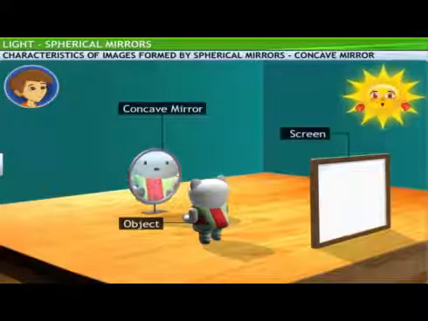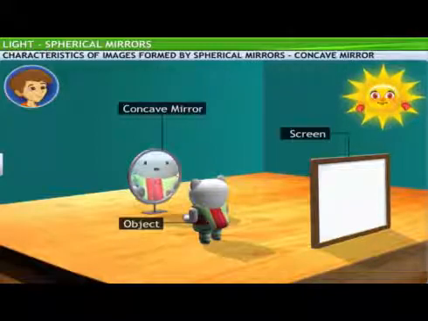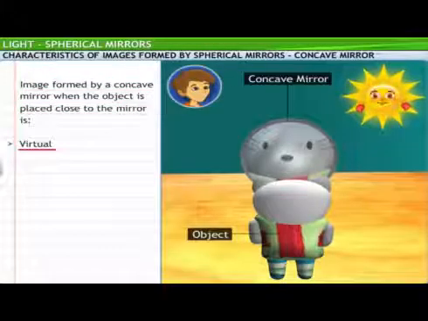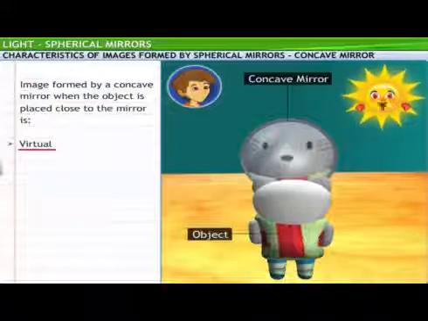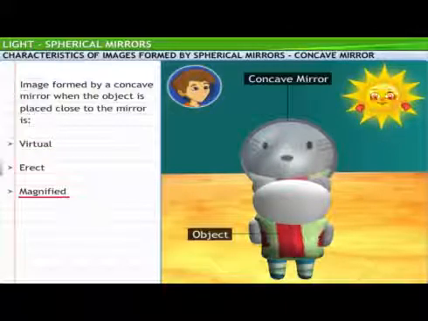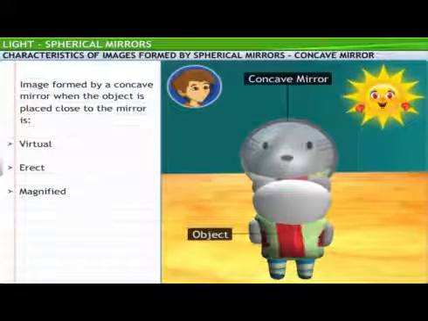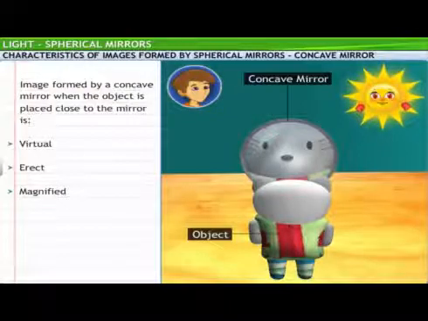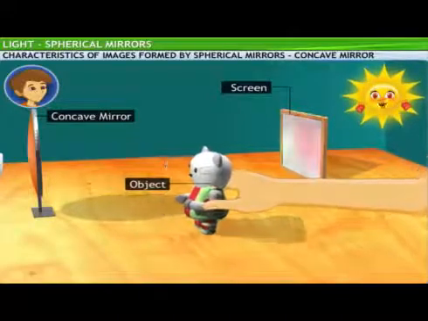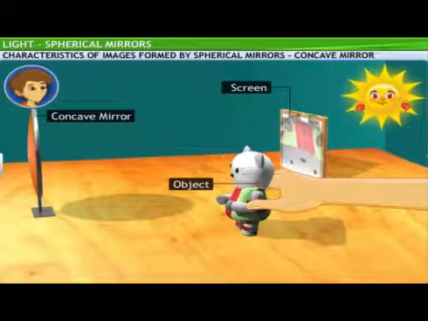Let us now observe the image formed. Notice that the image was not captured on the screen. Hence, a virtual image was formed. Also observe that the image is upright, that is, erect and magnified, hence appearing larger than the actual object. Now, slowly move the toy away from the mirror till you are able to obtain the image of the toy on the screen.